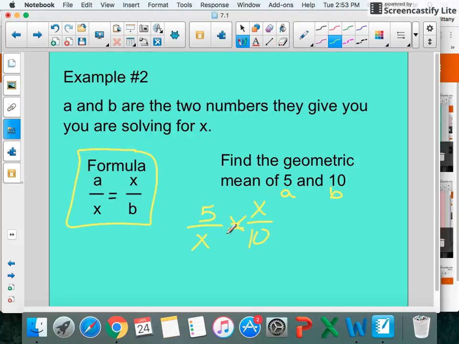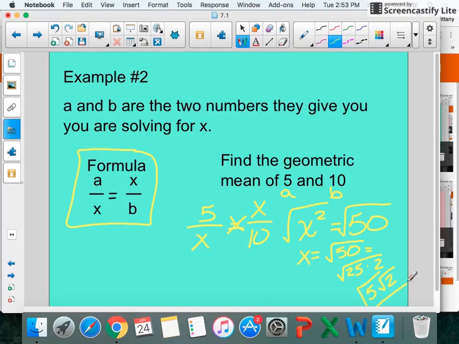Again, we have a proportion, which we should know how to solve. We're going to cross multiply. Now, X times X is not 2X, it's X squared. So I should get X squared, and then 10 times 5 is 50. To undo a square, you have to take the square root. So I'm going to take the square root of both sides. I get x equals square root of 50. Technically you could leave it like that, but we should simplify this. This becomes the square root of 25 times 2, since we're trying to find a perfect square. The square root of 25 simplifies to 5. I cannot simplify the square root of 2, so I leave it as 5 square root of 2. And that would be my simplified answer.